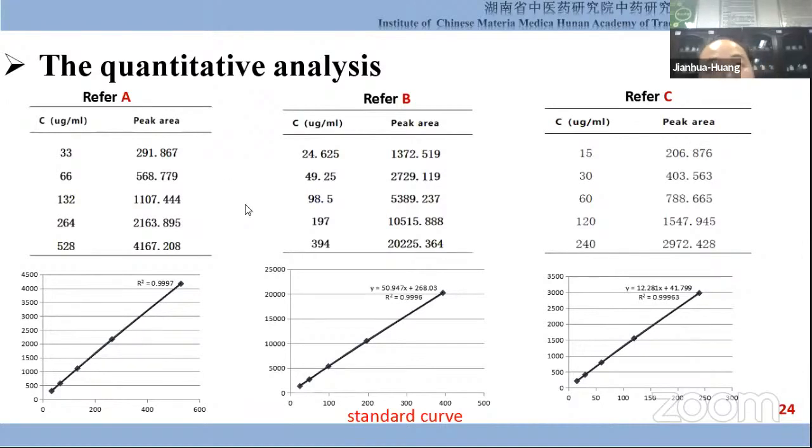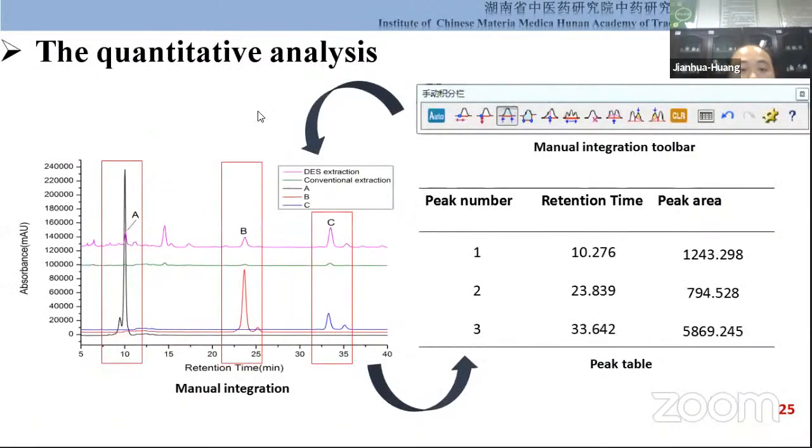After we get this data, we will do the standard curve. So here we have the standard curve. We can find the relationships between these concentrations and the peak areas. Normally, the relationship is R squared. The closer it is to 1, that means the linearity is better.